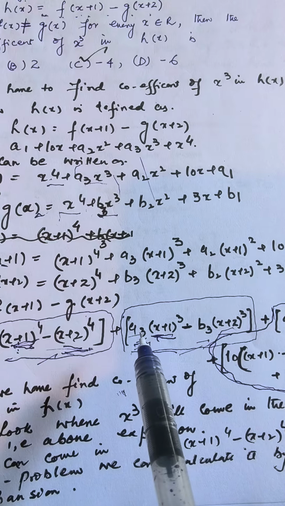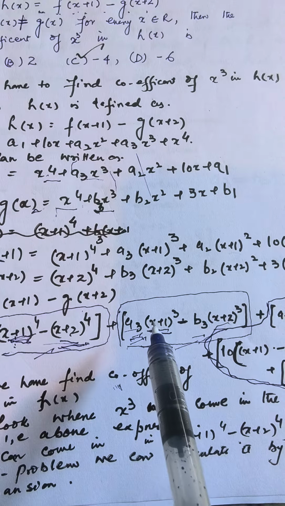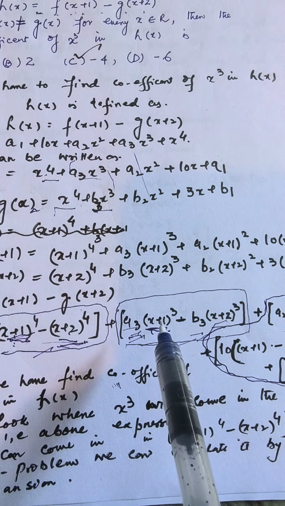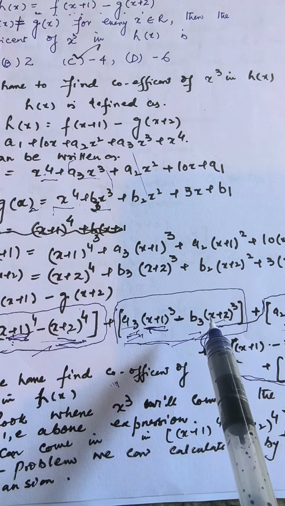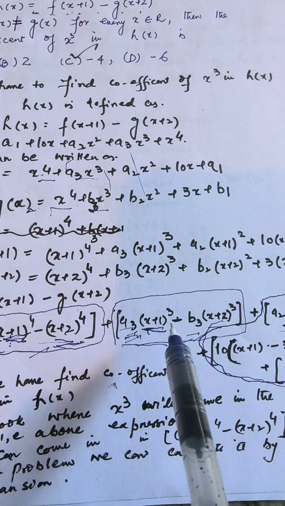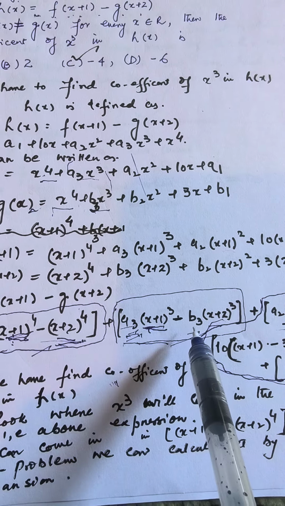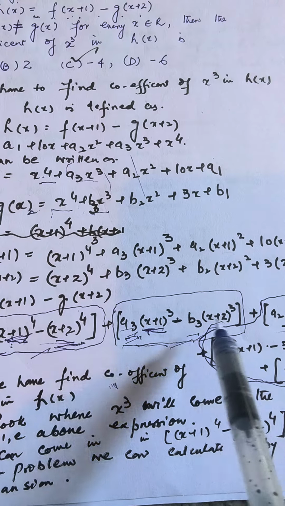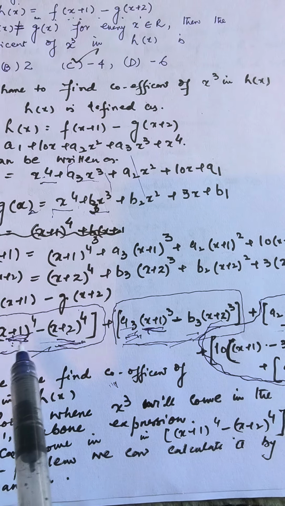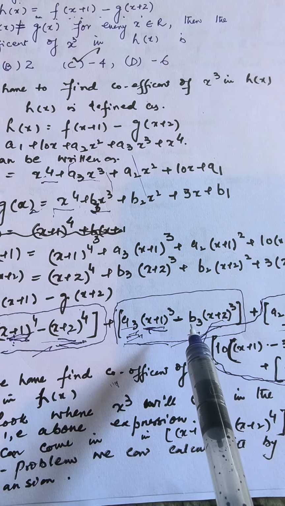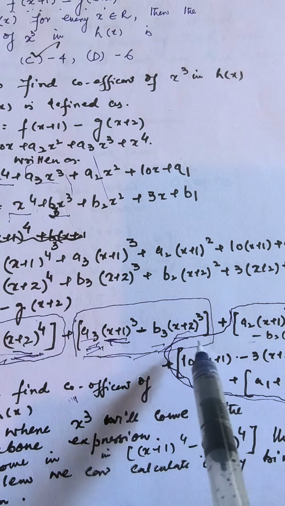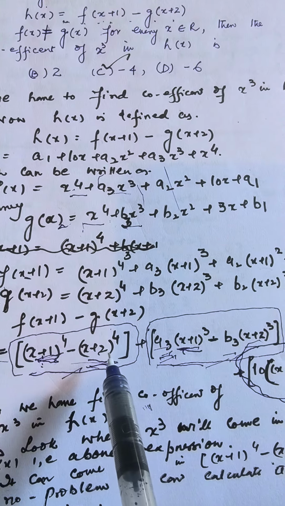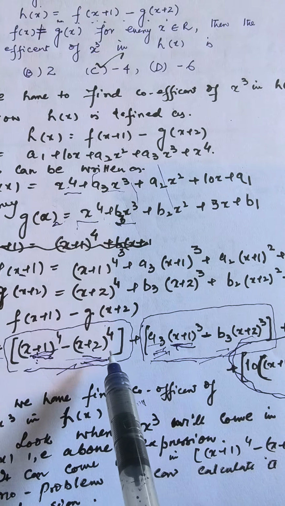But the problem is here: when we expand this (x plus 1) whole cube, we will be getting x cube into a3, and here we will be getting x cube into b3. As long as we don't know a cube and b cube, we cannot calculate the coefficient of x cube in h of x. So this is our problem. For the rest of the question we can neglect these terms. This is not an issue. We know we can find it from here.